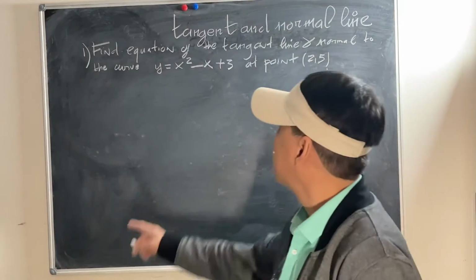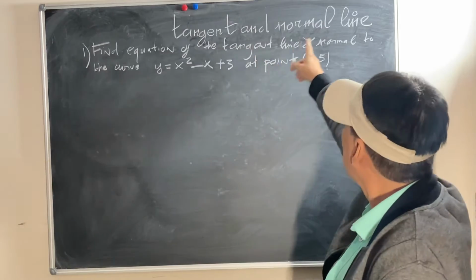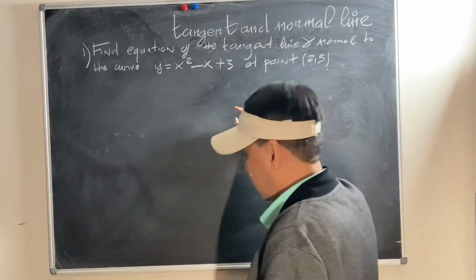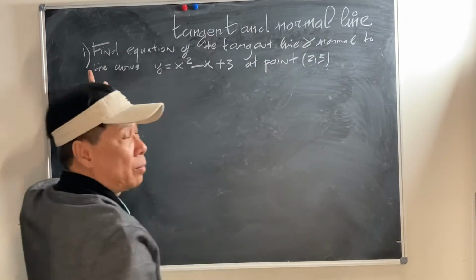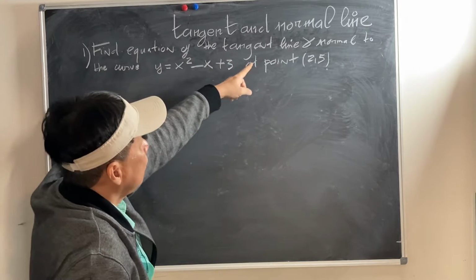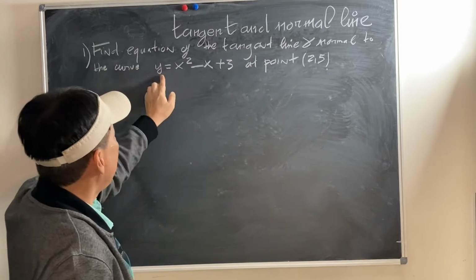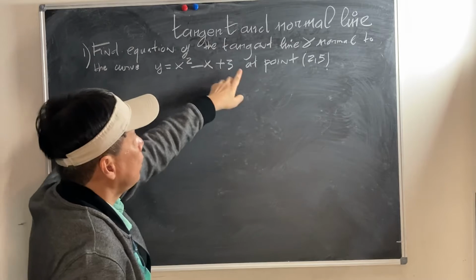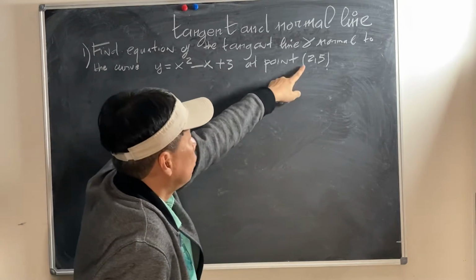Hello, today we still study tangent and normal line. Okay, here's the problem. Find the equation of the tangent and normal line to the curve y equals x squared minus x plus 3 at point (2, 5).